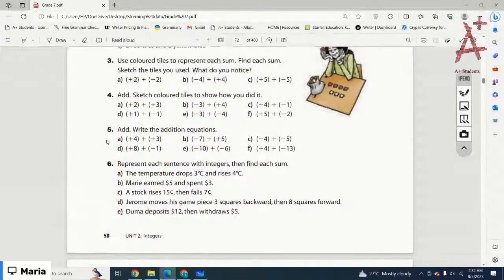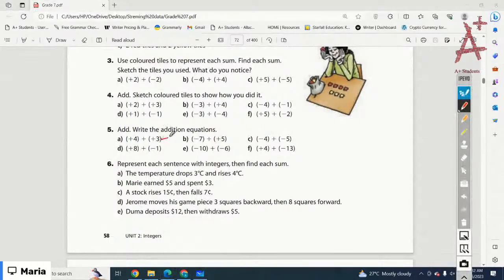Let's start with question number 5. Write the adding equations. You just have to add. You don't have to make tiles. The first one is +4, +3. Both the numbers are positive. You simply have to add, right? So it makes +7. -7 plus +5. So a pair of 5 positive and 5 negative makes 0.